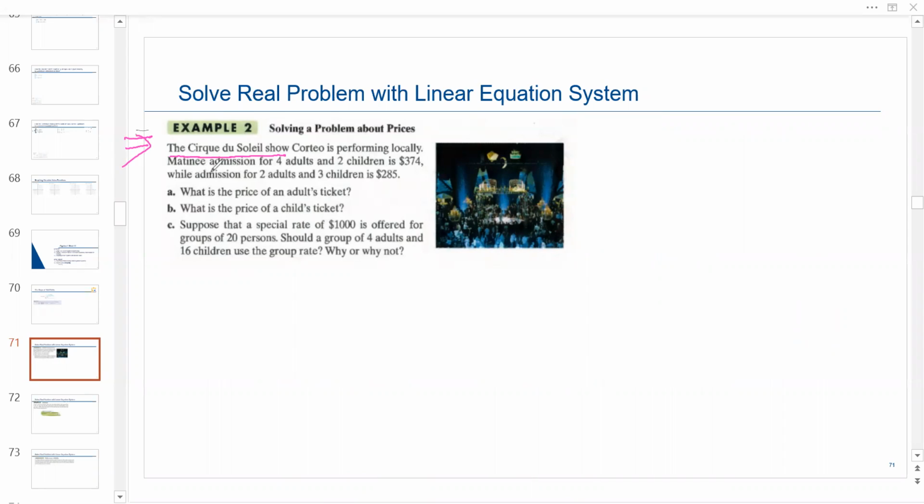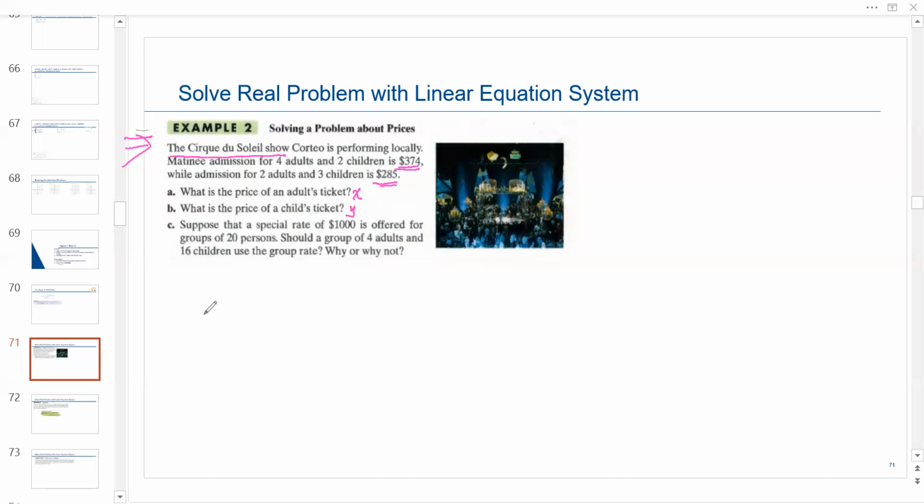The admission for 4 adults and 2 children totally is $374. While admission for 2 adults and 3 children is $285. So the question is, what's the price for an adult? We don't know. What's the price for kids? We don't know. We say x and y.